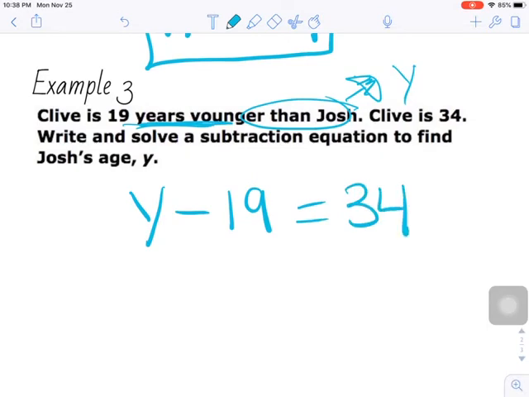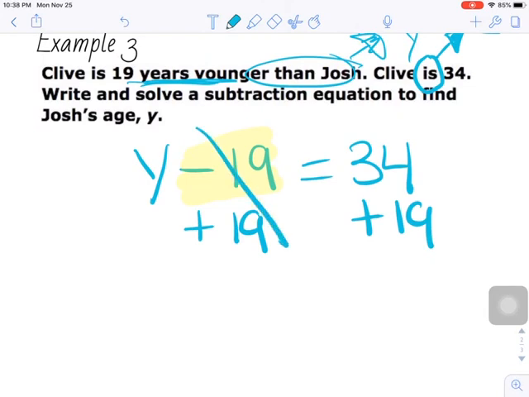And just a hint, you guys, whenever you see this word is, that's where we can put that equal sign. So is means equal. Whenever you see is, you know that you're going to put an equal sign there. So y minus 19 equals 34. So this time our operation, we have a minus. So to undo the operation, the opposite of minus is to add. So I'm going to add 19 to both sides.